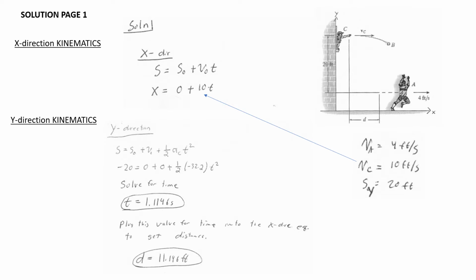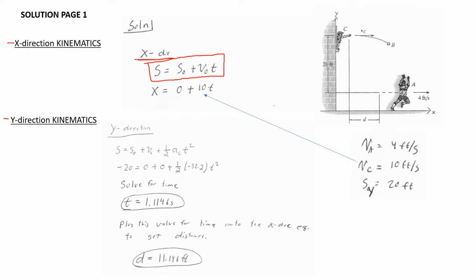As we begin our solution, we want to break things down in terms of our X and Y components. If we're looking at just our X direction, we can start with our general kinematic equation that S is equal to S naught plus V naught T. So position is equal to your initial position plus your initial velocity times time. And again, this is in the X direction.